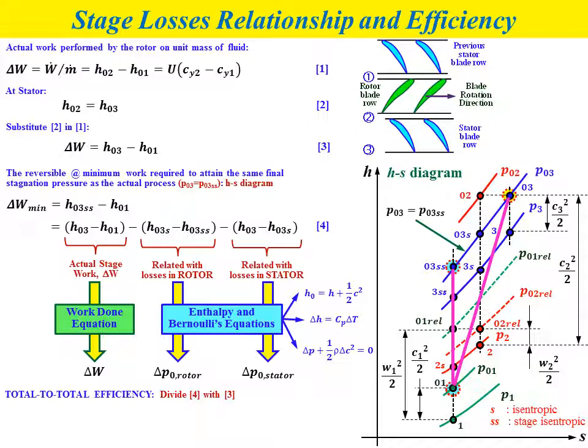Okay, so in order to obtain the total to total efficiency equation for the compressor, divide equation number 4 by equation number 3. So we will get the formula for total to total efficiency for the compressor. We will not have the formula for total to static, because the kinetic energy produced from the compressor will be fully utilized in the gas turbine.